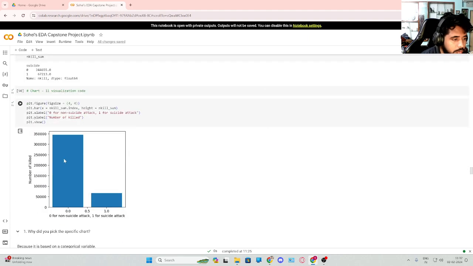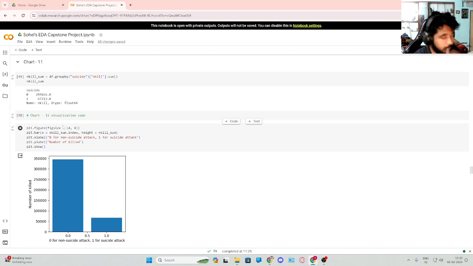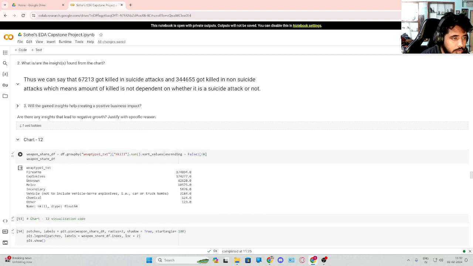Now in chart 11 we can see the number of killed, whether due to suicide attack or non-suicide attack. So we can see that most are killed in non-suicide attacks, but a few are also killed in suicide attacks. Then we can say that 67,213 got killed in suicide attacks and 3,44,000 got killed in non-suicide attacks, which means the number killed is not dependent on whether it is a suicide attack or not.